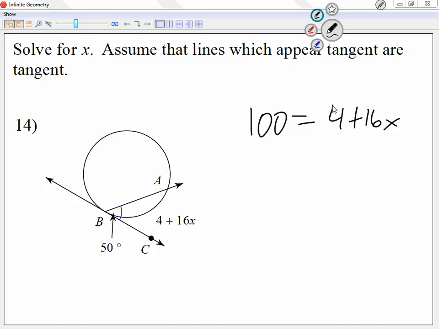Like I said, the rest you guys can finish. I think the hardest part is the setup. All right, any questions? No?